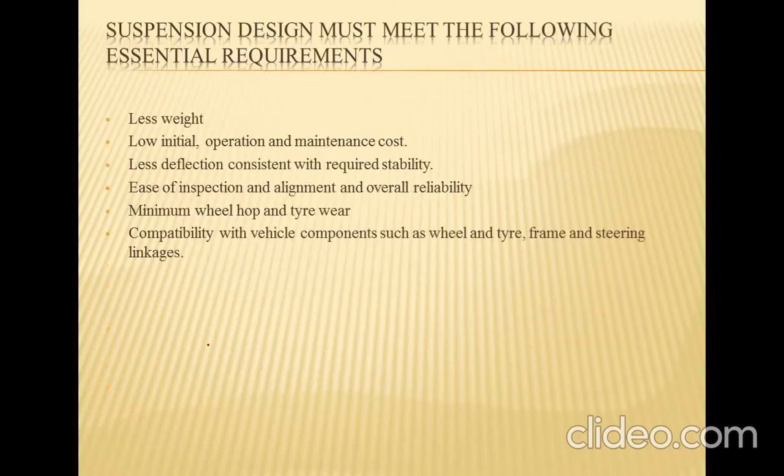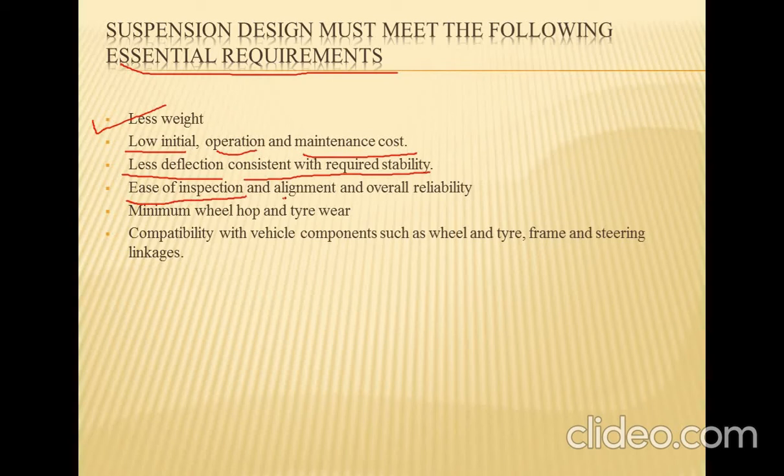Now in the coming slides we will discuss about essential requirements of the suspension system. So what should happen, that it should be lesser in weight. Then main important requirement, that low initial, operational and maintenance cost. Then there should be very less deflection, consistent with the required stability. There should be ease of inspection, and there should be a proper alignment and overall reliability. Then next requirement, there should be minimum wheel hop and tire wear.